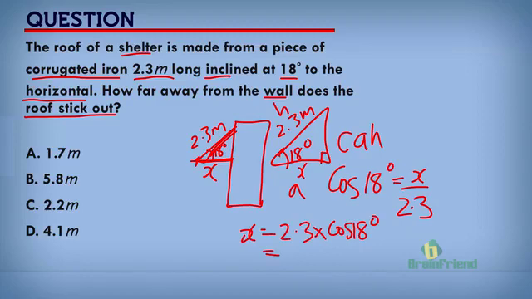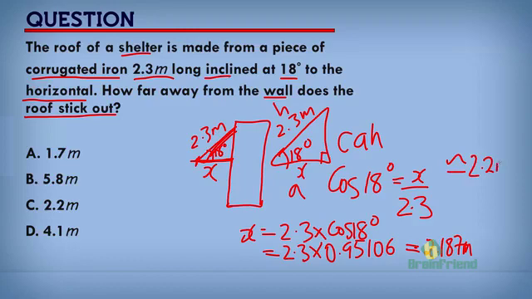And of course, that gives us 2.3 times 0.95106. 2.3 times 0.95106 gives us a value of 2.187 meters. And that's approximately 2.2 meters. Let's see which of our options are correct. Is it option A, B, C, or D? Option C is correct, 2.2 meters.